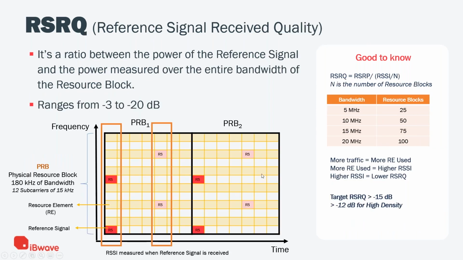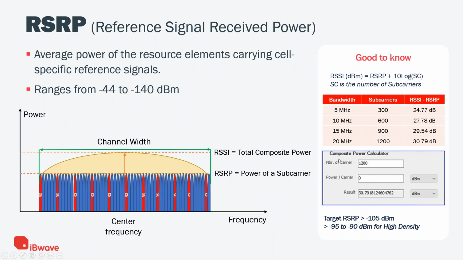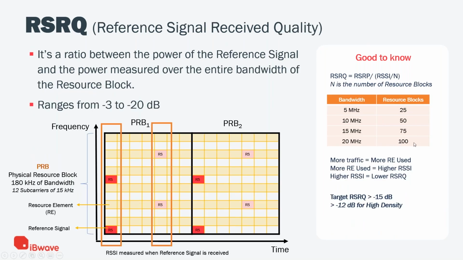Then we have RSRQ, which is the reference signal received quality. And this one is a ratio between the power of the reference signal, meaning the RSRP, and the power measured over the entire bandwidth of the resource block. So here I was trying to draw something to explain what is actually calculated. A resource block has 12 subcarriers. If you remember, in 20 megahertz, we have 1200 subcarriers. So technically we have 100 resource blocks. One of those resource blocks will have a reference signal that is measured by the device.